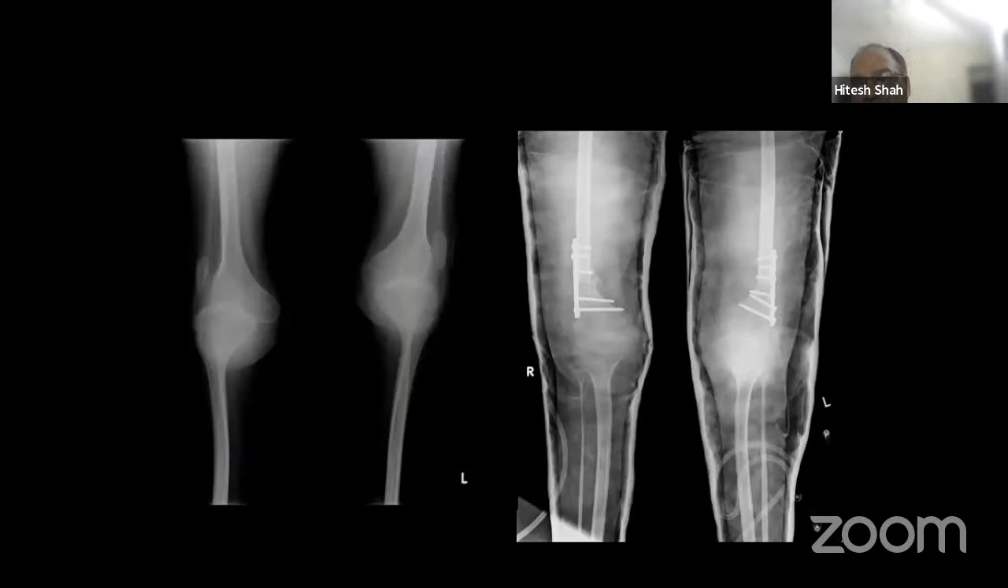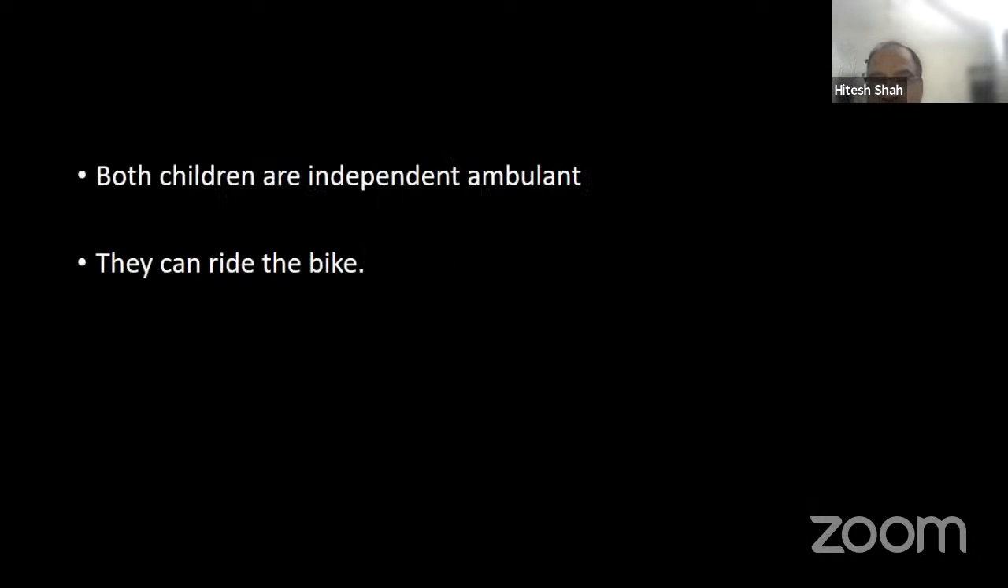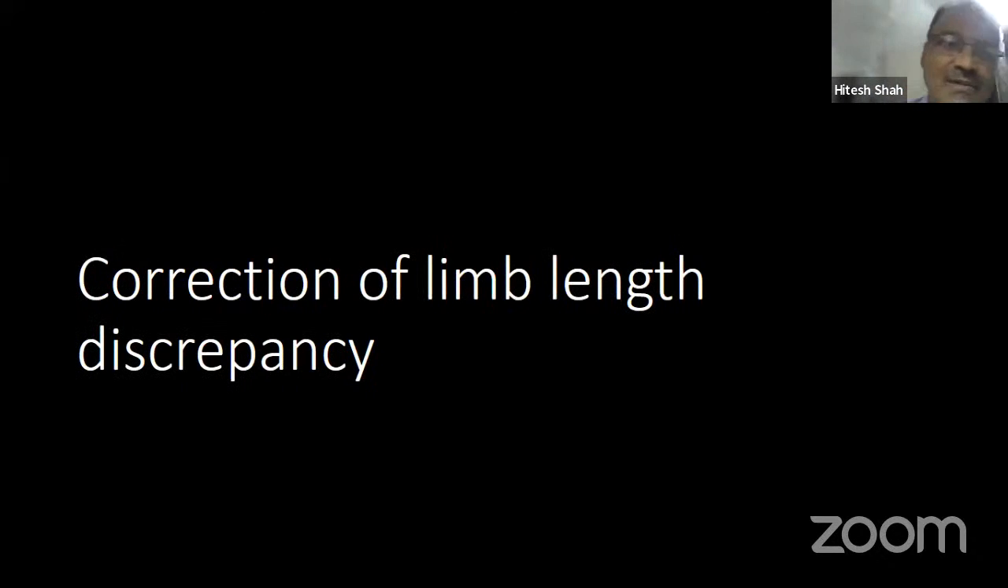The child had severe laxity of the knee joint, and was operated with a corrective distal femur osteotomy, and the child is ambulant and able to ride a bike. But this child presented after a few years with a fracture of the femur, because they are ambulant and able to ride the bike.